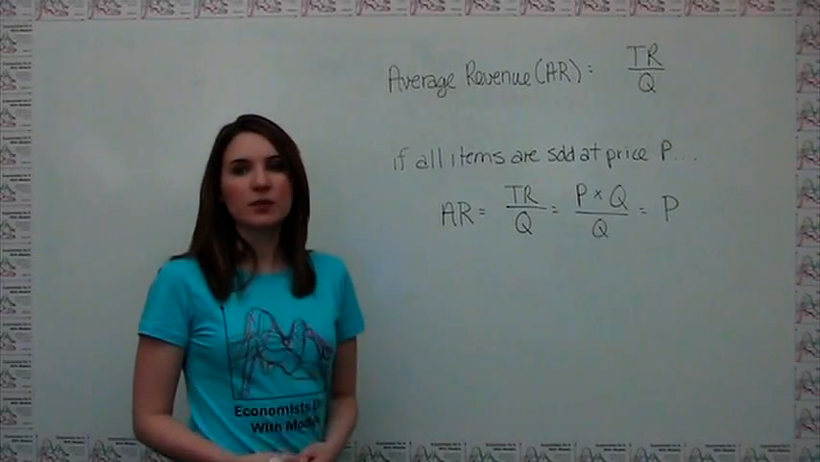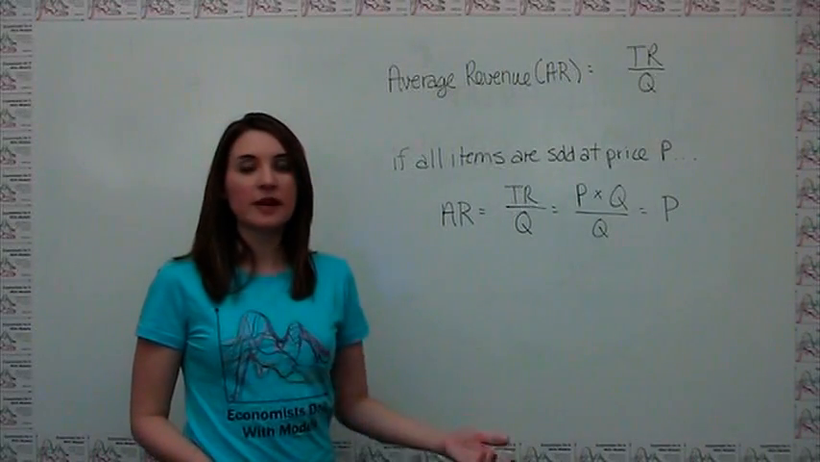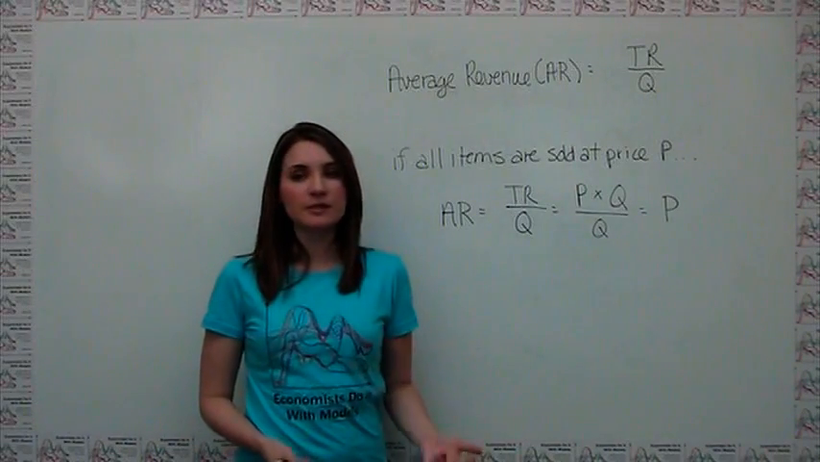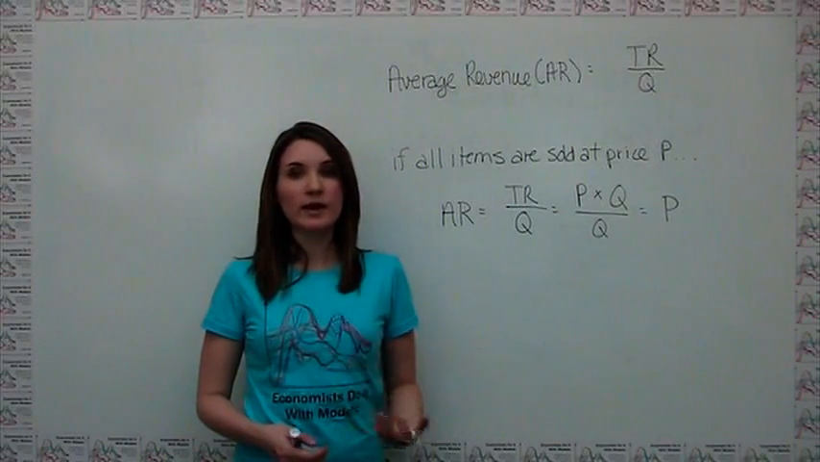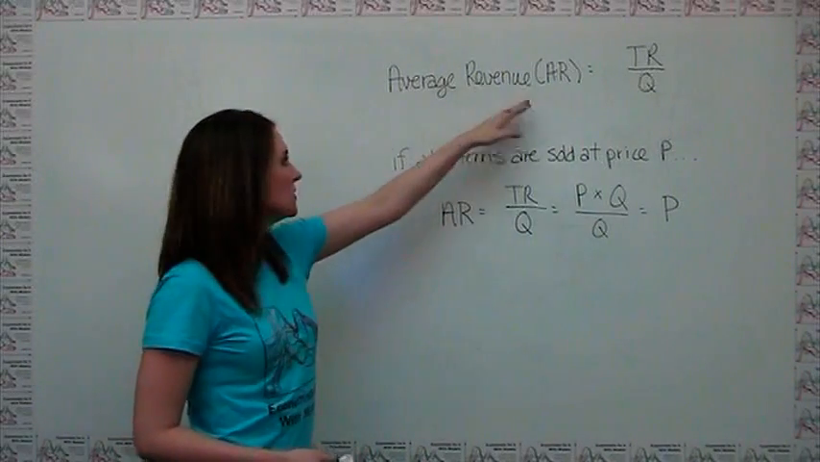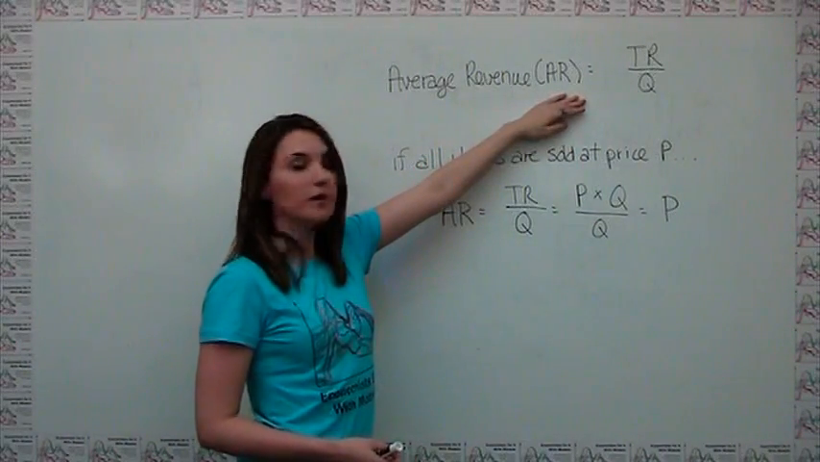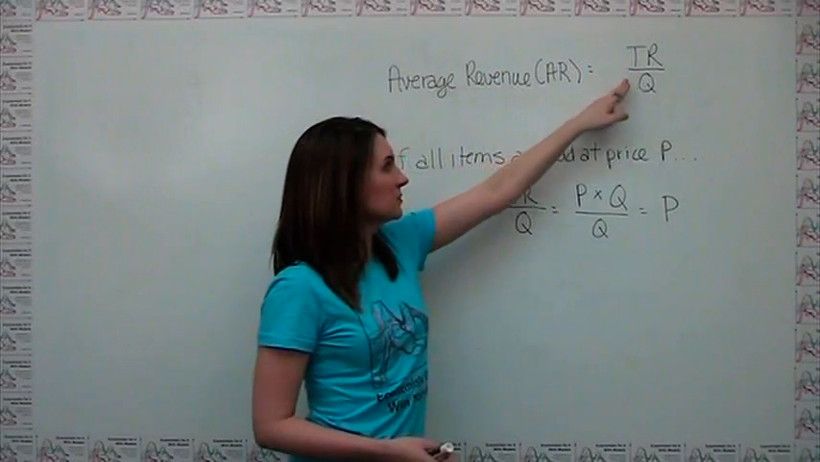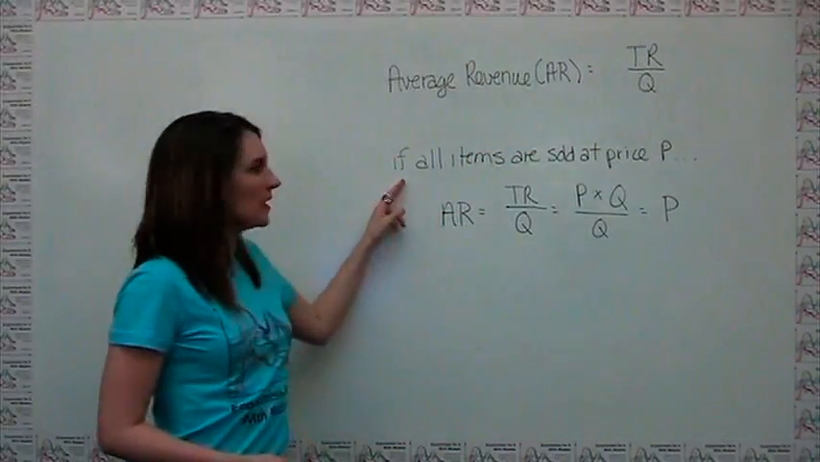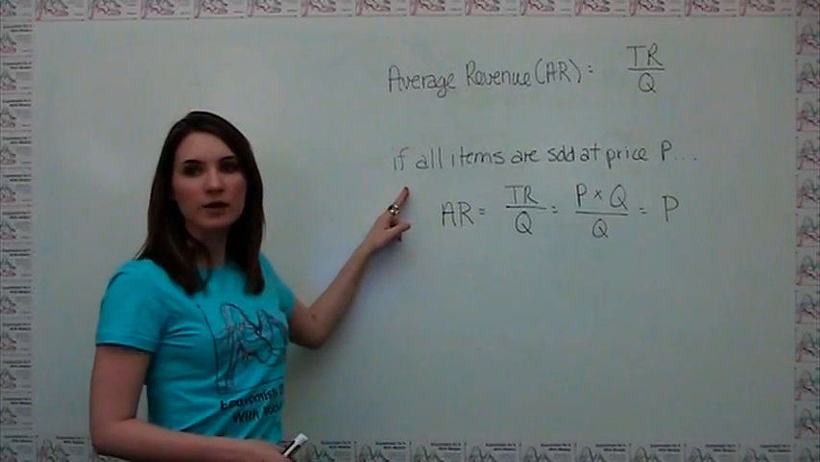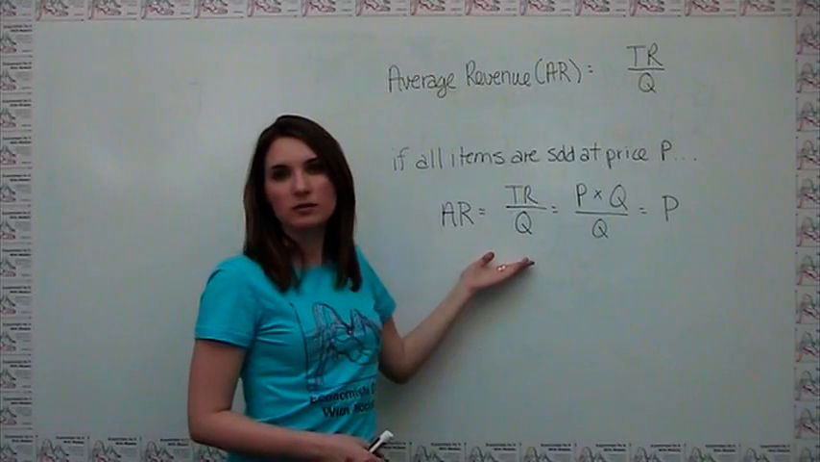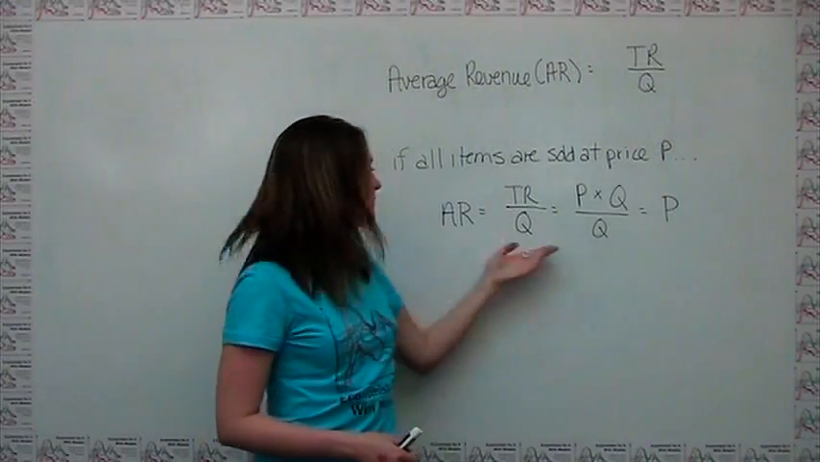Average revenue, simply put, is just total revenue divided by the quantity sold, and it reflects how much money on average a firm gets from selling one item. So we see here, average revenue, which is usually abbreviated AR, is just total revenue divided by quantity. You'll notice that if a firm sells all of its output at one price, then average revenue is just equal to that price. The math here is simple.